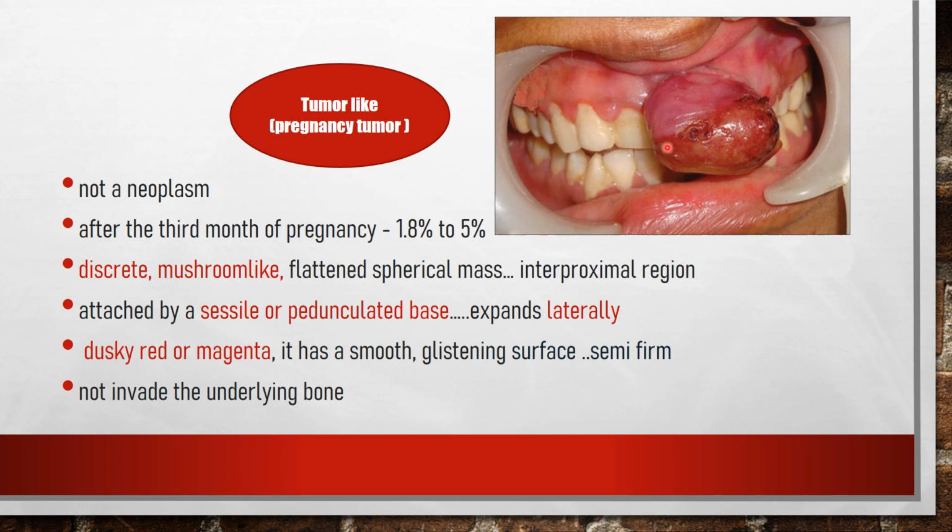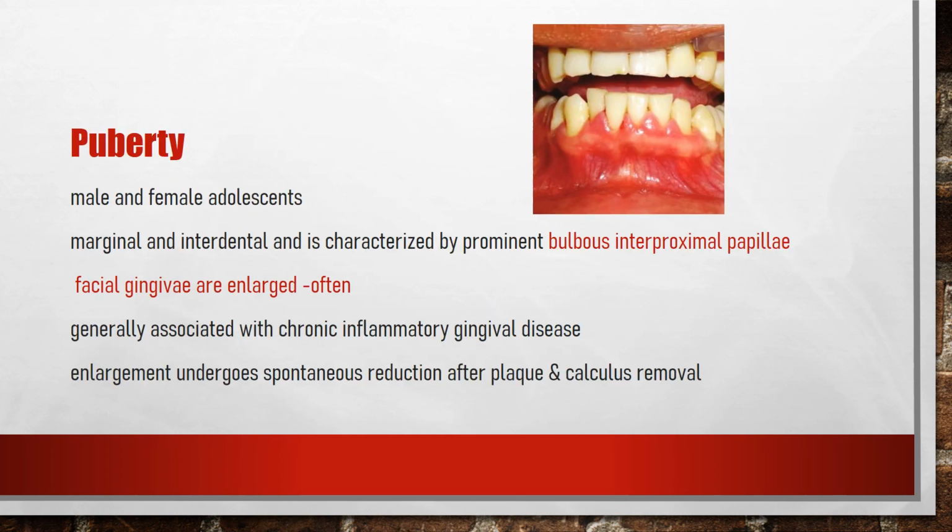So it is attached by a sessile or pedunculated base which extends laterally. It appears as a dusky red or magenta. It has a smooth, flattened surface which is semi-firm, so it can be detachable, and it does not invade the underlying bone. So you can see this pregnancy tumor, mushroom-like, with a sessile or pedunculated base that extends laterally, and the color is dusky red or magenta.